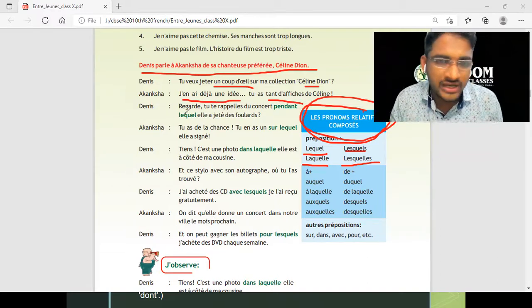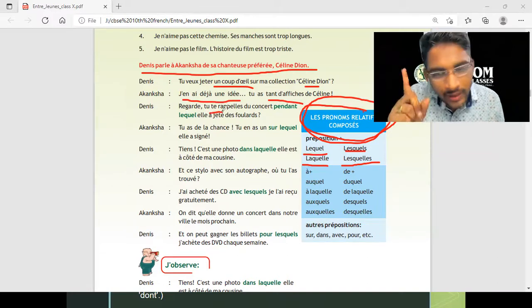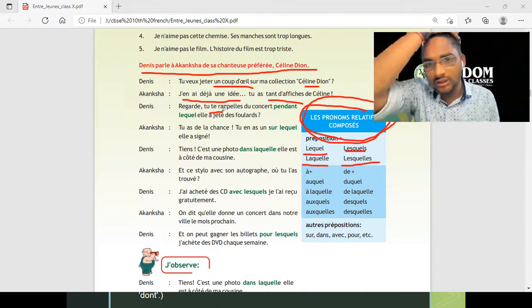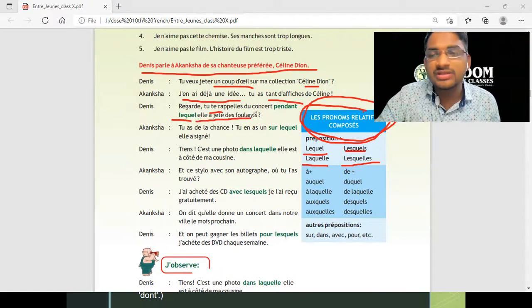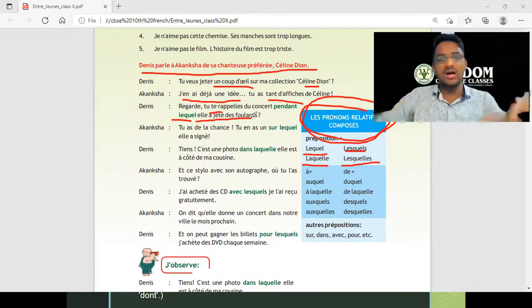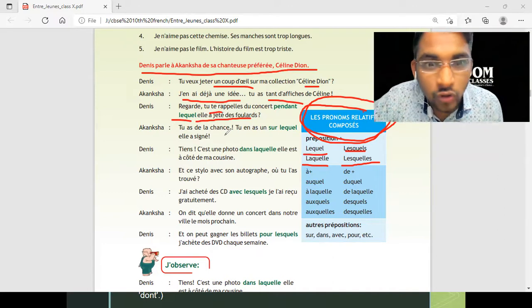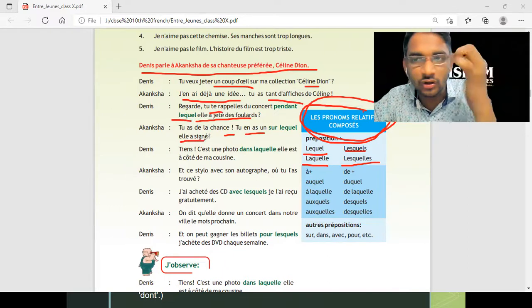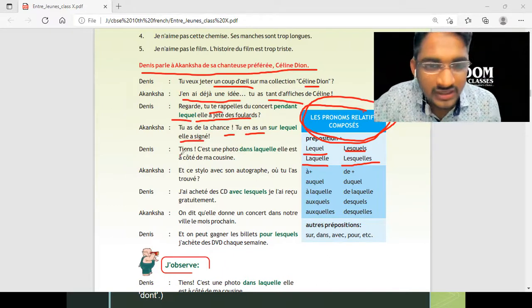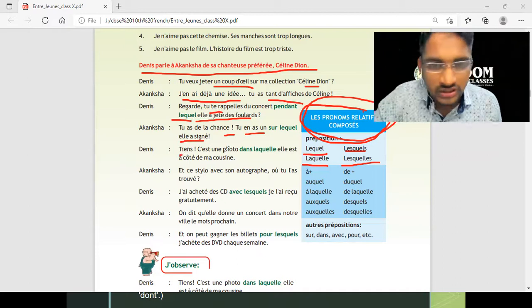Tu as un ton d'affiches, you have a lot of posters of Celine. So Dennis says, do you remember the concert pendant lequel, during which, तो स्टूडेंट्स during which she threw a scarf. So the concert where she threw the scarf. So Akansha says, oh you're lucky, you have that. Okay on which she signed, and she has signed on it. Okay so how lucky is Dennis.